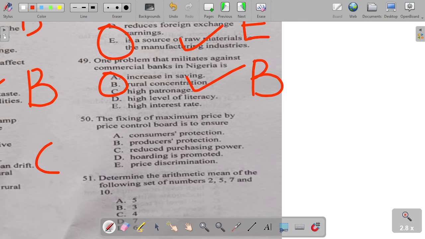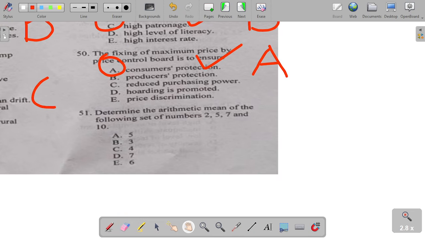The fixing of maximum price by the price control board is what? Number 50. The fixing of price. So it's about price regulation, so that people don't sell at random prices. The answer is consumer protection. Producer, no. It's to protect the consumers so they don't buy things at random prices. Consumer protection.